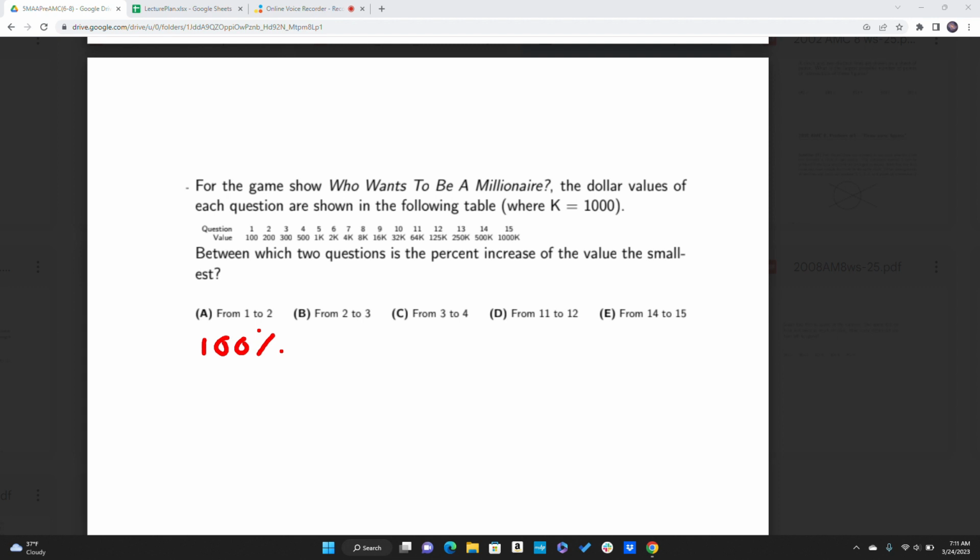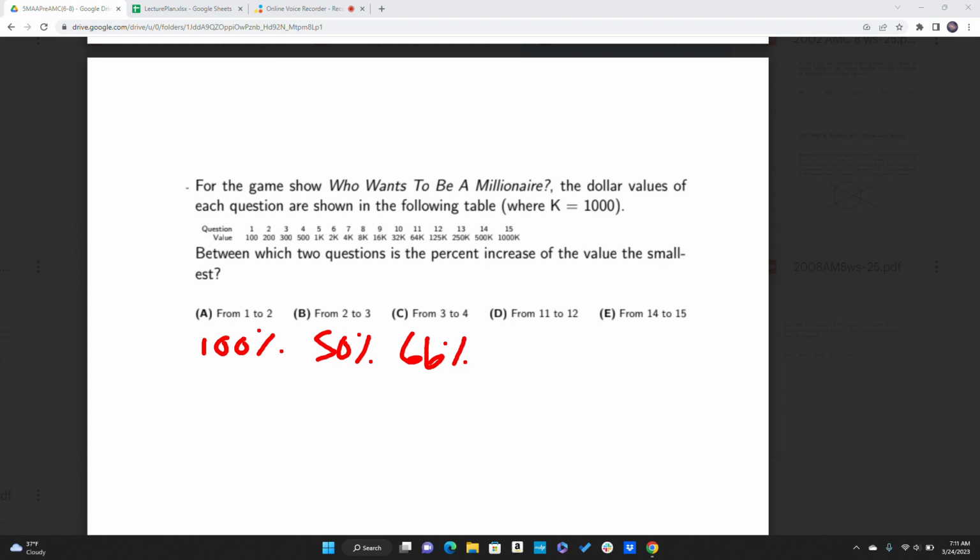All right, 2 to 3. That increases by 50%, right? Increasing by 100, and 100 over 200 is 50%, right? So that's a 50% increase. Okay, from 3 to 4, we've got 66% increase, right? Because it's increasing by 200, 200 over 300, that's 2/3, that's 66% increase.